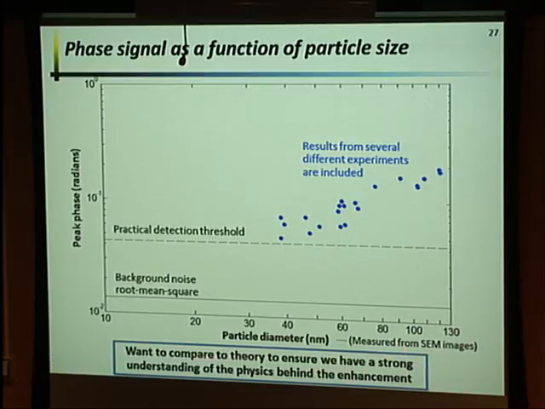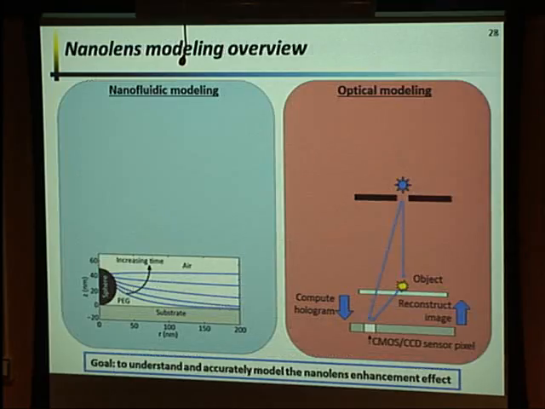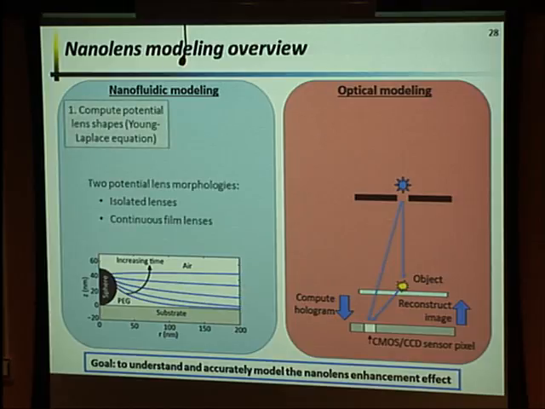In order to make sure we have a strong understanding of the physics behind this enhancement, we want to develop some models for what we're seeing and make sure our models agree quantitatively with what we see experimentally. These models consist of two parts. There's a nanofluidic modeling component, which is looking at, first of all, the shapes of these lenses. You can imagine there are two families of lenses. There are isolated lenses, where this film really reaches a finite contact point on the substrate. So it's like a little droplet just around the particles.